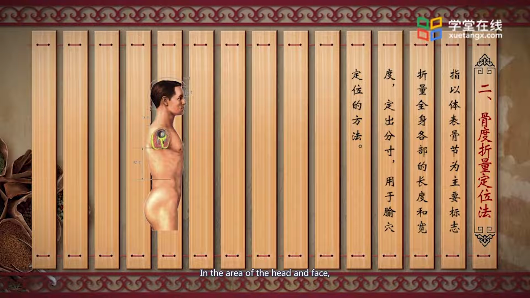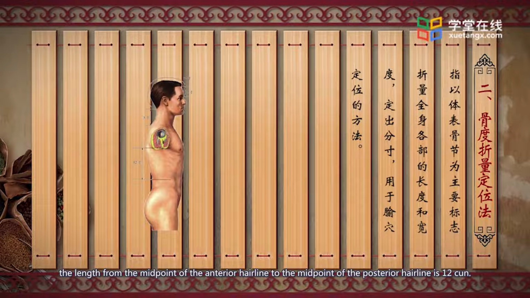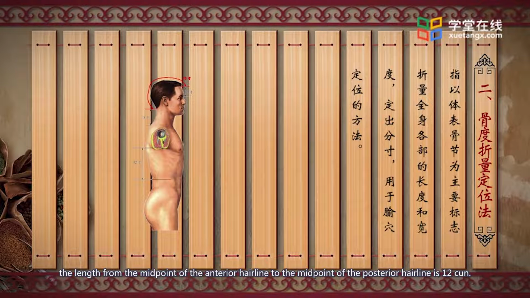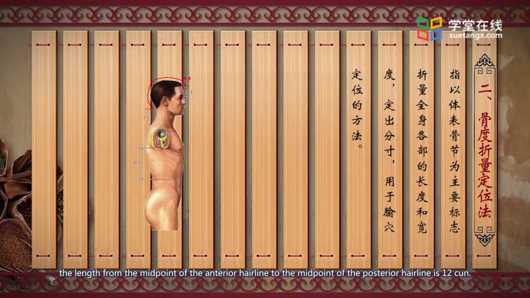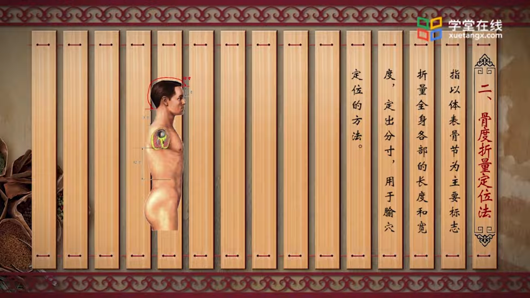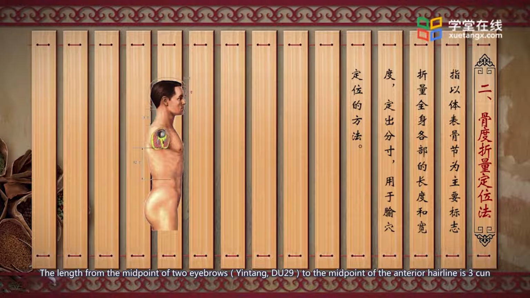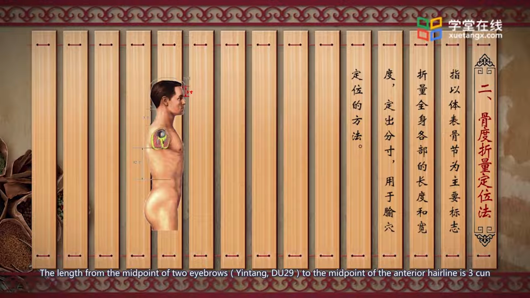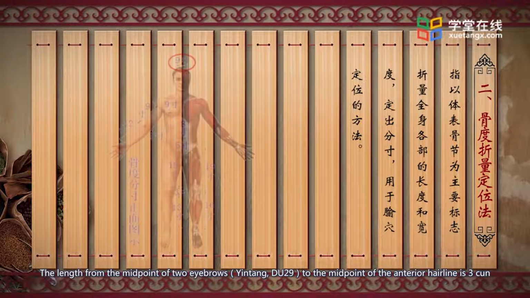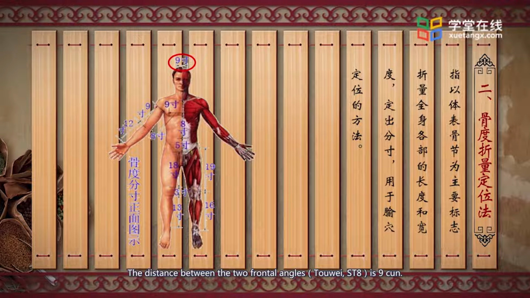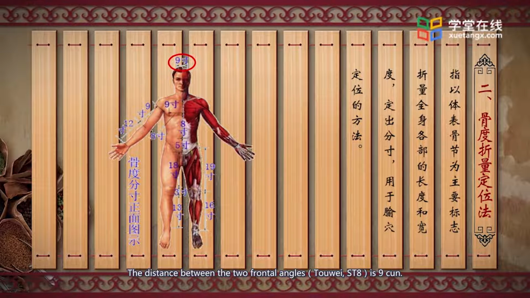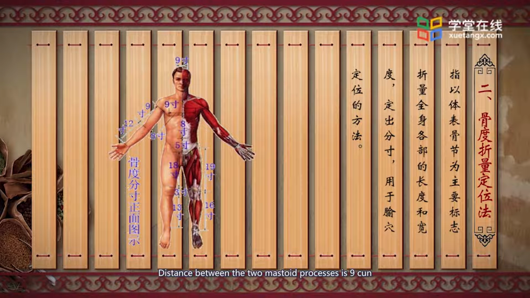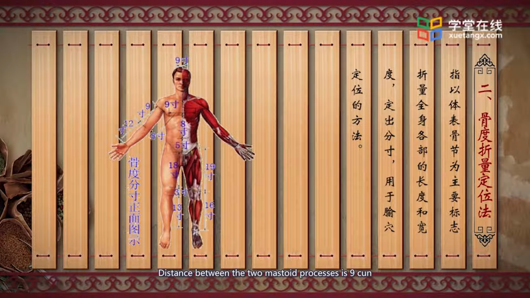In the area of the head and face, the length from the midpoint of the anterior hairline to the midpoint of the posterior hairline is 12 cun. The length from the midpoint of the 2 eyebrows, DU29, to the midpoint of the anterior hairline is 3 cun. The distance between the 2 frontal angles, ST8, is 9 cun. Distance between the 2 mastoid processes is 9 cun.